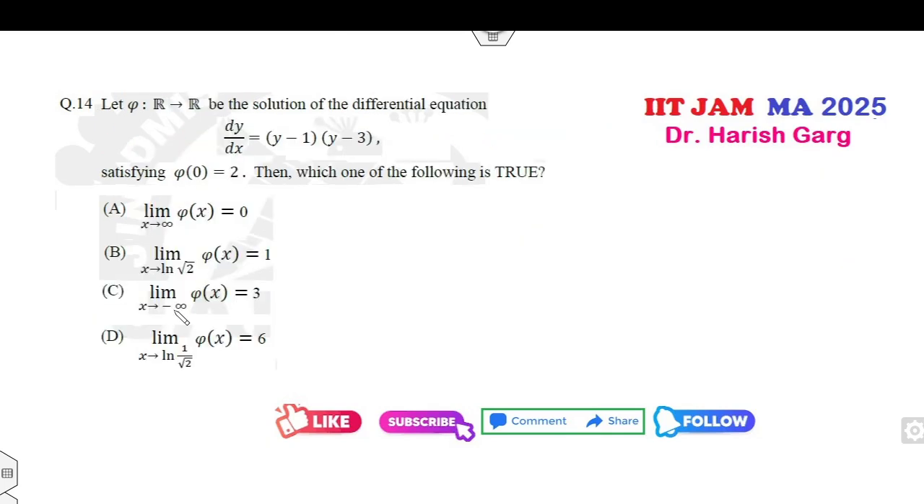Let us do the next one. Phi is the solution of the differential equation satisfying phi of 0 equals 2, which of the following is true? Again, it's very simple.